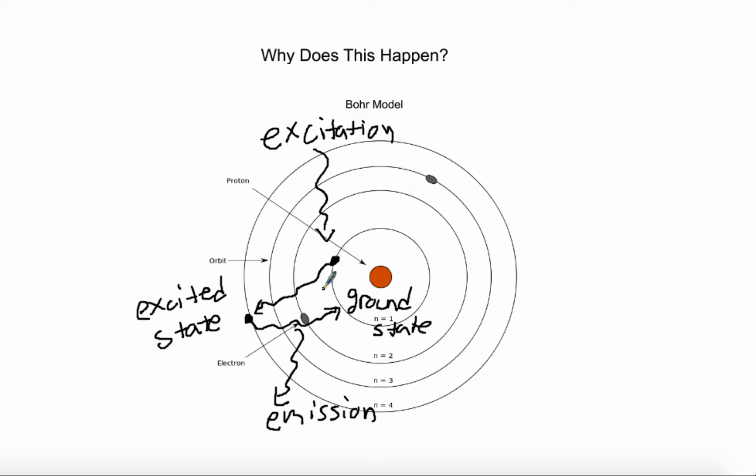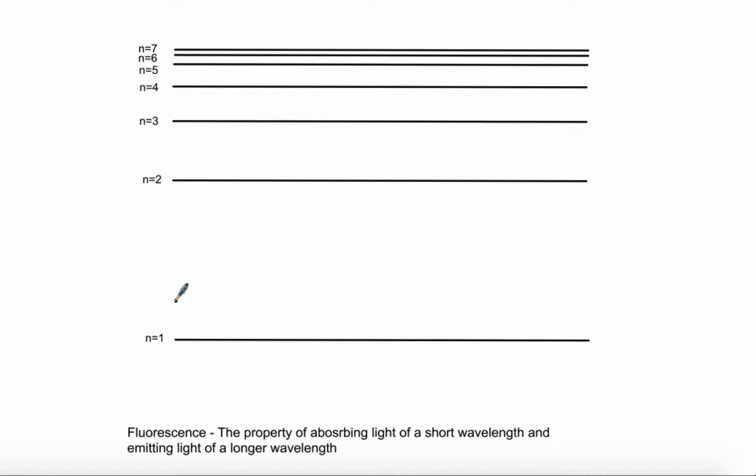So because of the fact that all these different elements have got different numbers of electrons on different rings and everything, we get different forms of emission, so we get different spectra in the end. So if we take a look here at an energy diagram, this is basically going to be the Bohr model, but without the atom, just taking a look at the different energy levels.